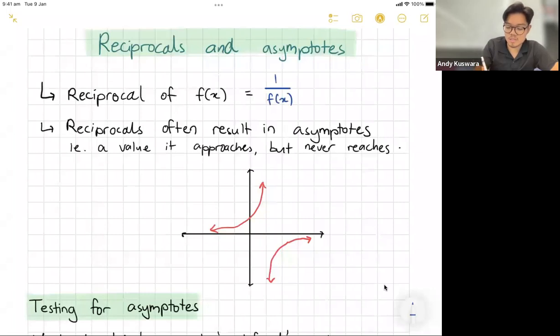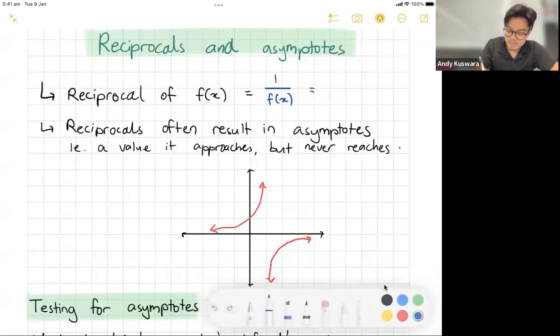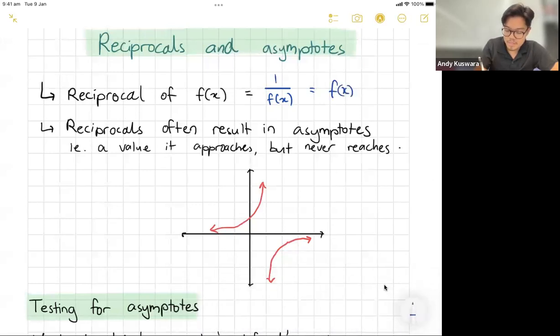Boom. Now this is also using our index law. It can also be written as f(x), and then that whole thing gets raised to the power of -1, because that's what a negative index does. Sometimes reciprocals are helpful because they help to undo certain functions. So what we need to learn is, if we're given a function, how to sketch the reciprocal.